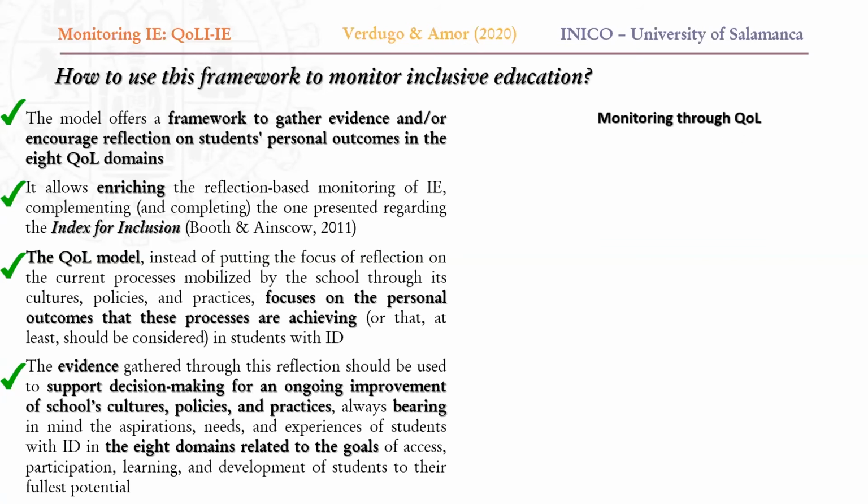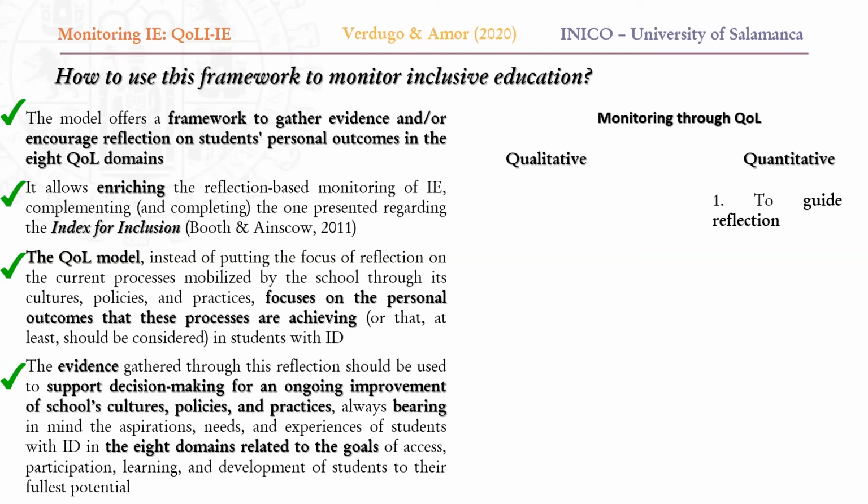Monitoring inclusive education through the quality of life model, through the indicators, can follow a quantitative or a qualitative approach. Both approaches serve the purposes outlined above to guide the reflection, although it is necessary to know what they imply in order to know which one to use. The most desirable would be to follow a quantitative approach. The quantitative approach requires designing, developing, and validating specific instruments aimed at the measurement of personal outcomes in students with intellectual disabilities on each one of the different domains composing the student's quality of life.